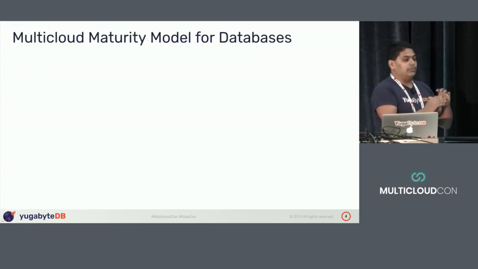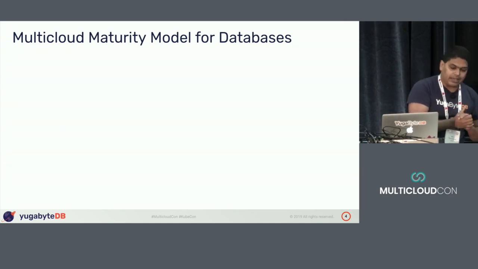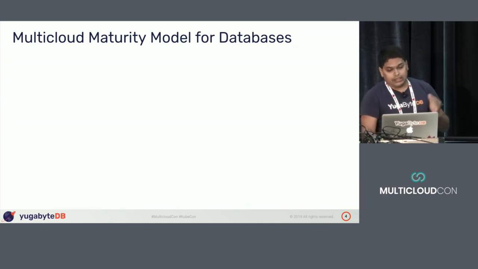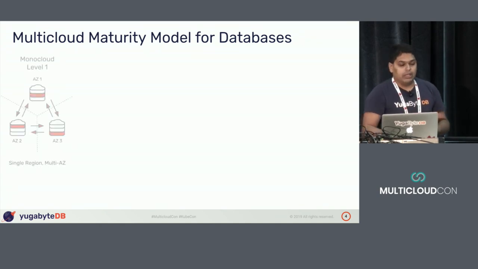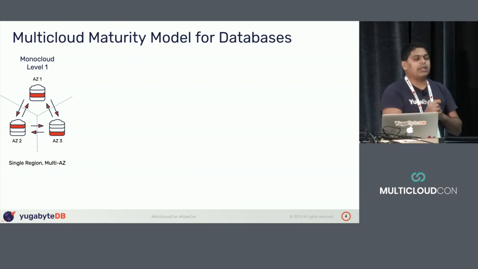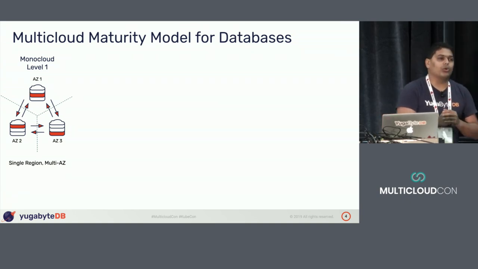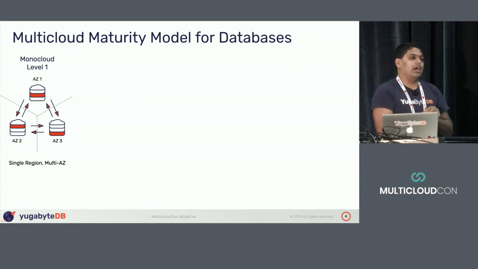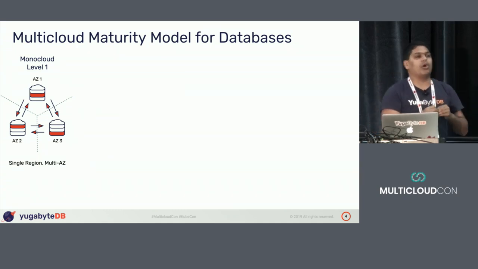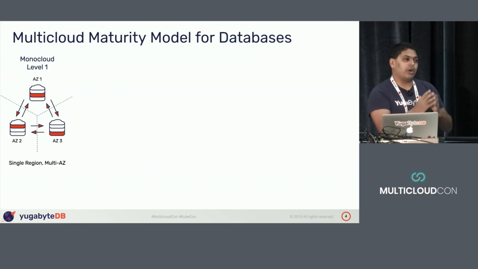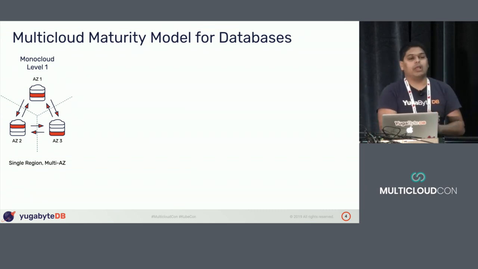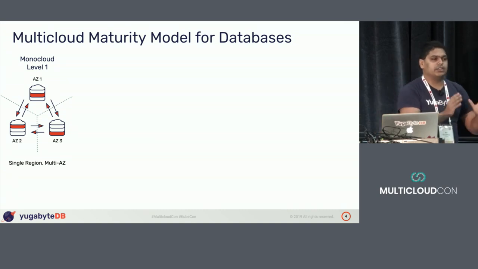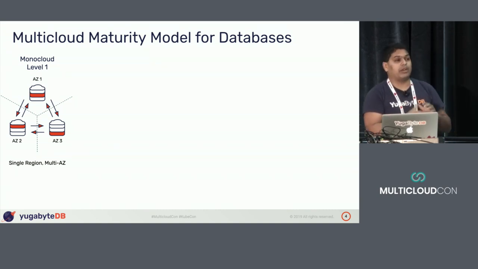Now that I have highlighted what the database architecture for the multi-cloud world looks like, I want to walk you through the multi-cloud maturity model. Most applications today probably are in this mono-cloud level one, where multiple instances of the database are deployed across multiple availability zones, but in a single cloud. And naturally, it is a single region. It allows us to tolerate zone-level failures, but region-level failures are hard.